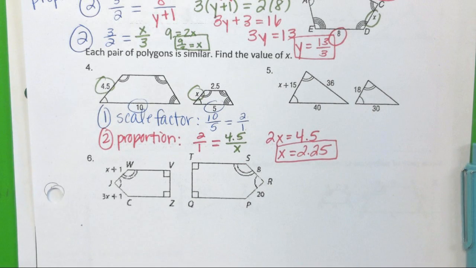I did 4.5 over x. If I did this, then I'm wrong. Look, I did 4.5 over x, so left over right. Shouldn't I have done 10 over 5? So it should be that. It should be that, yeah.